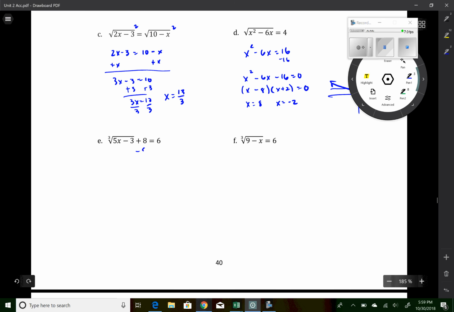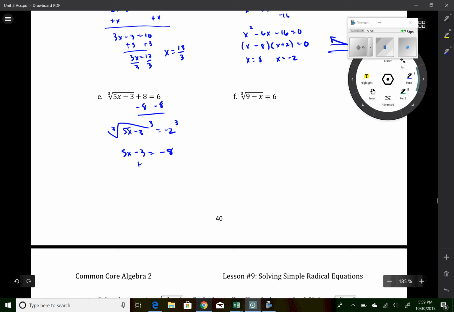Part E, if you subtract 8 from both sides, you get the cube root of 5x minus 3 equals negative 2. And normally at this point, if it was a square root, we'd say that's no good. But with cube roots, it's okay to be negative. So if we cube both sides, we get 5x minus 3 is equal to negative 8. Add 3 to both sides, and we get 5x equals negative 5, or x equals negative 1, which checks. If you plug it back in, you wind up getting the cube root of negative 8, which is negative 2, and that works.